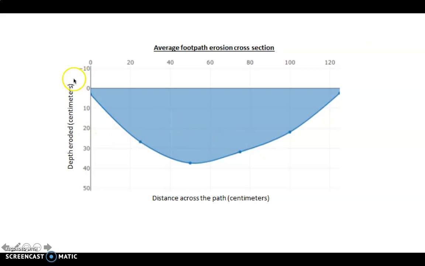Just be careful with the axes. You can see here the student struggled a little bit. So they've got 0 here and then -10 at the top. Depth eroded in centimetres. You just have to be careful with Excel. Sometimes you can get a little bit confused with the way you're inputting data, so just make sure it's always nice and clear.